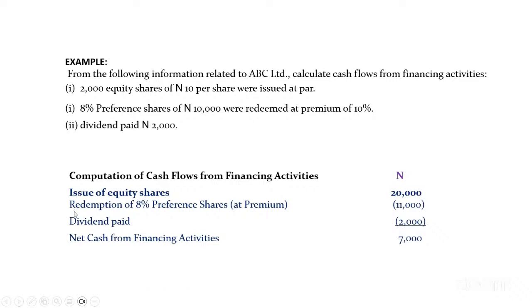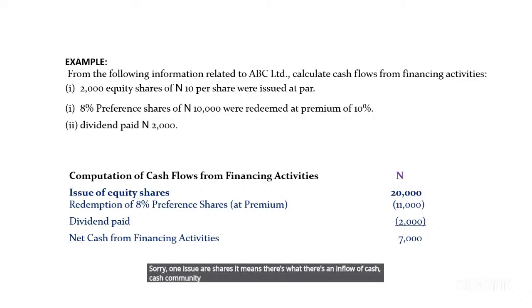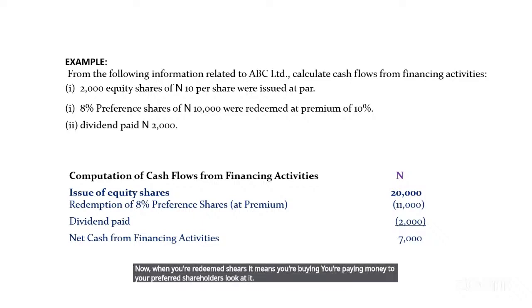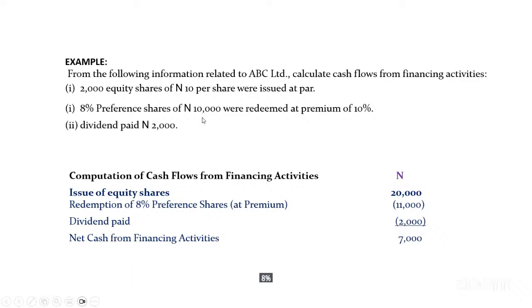Now, when you issue out shares, it means there's an inflow of cash coming to the organization. That's why we have a positive amount of 20,000 naira for those shares. Now, when you're redeeming shares, it means you're paying money to your preference shareholders. Look at it. It said 8% preference shares of 10,000 naira were redeemed at a premium of 10%.